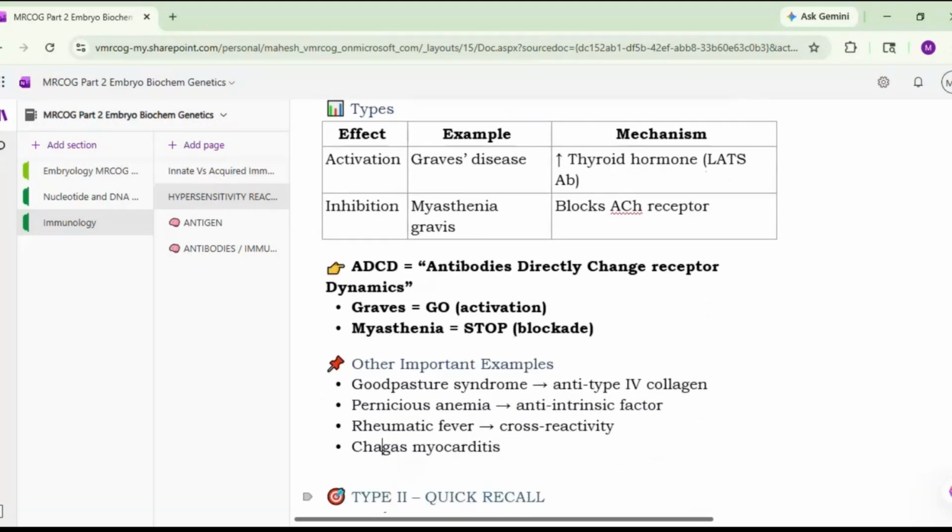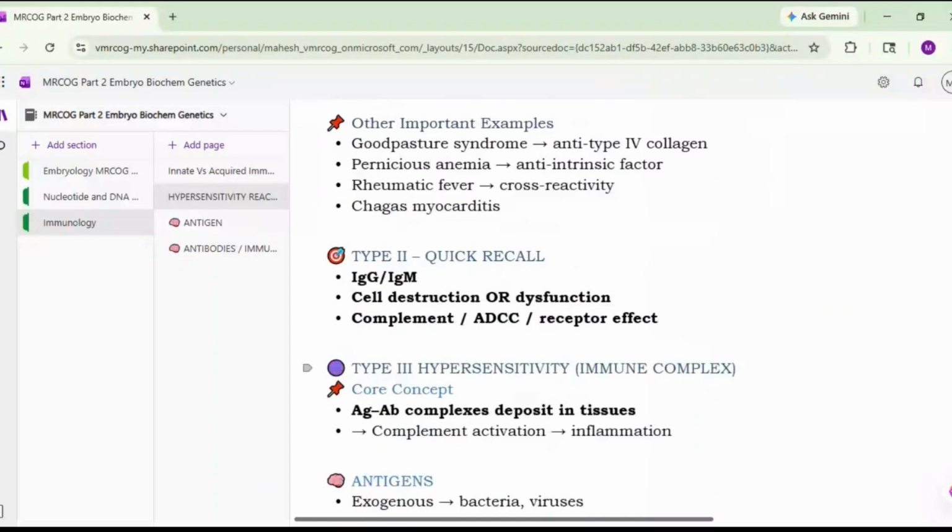Other important examples: Goodpasture syndrome, you should remember. Here the antibodies are against type 4 collagen. This is an example of type 2 hypersensitivity. Pernicious anemia, where there are antibodies against intrinsic factor. In rheumatic fever, there is cross-reactivity with other antibodies. And Chagas myocarditis is also another example of type 2 hypersensitivity.